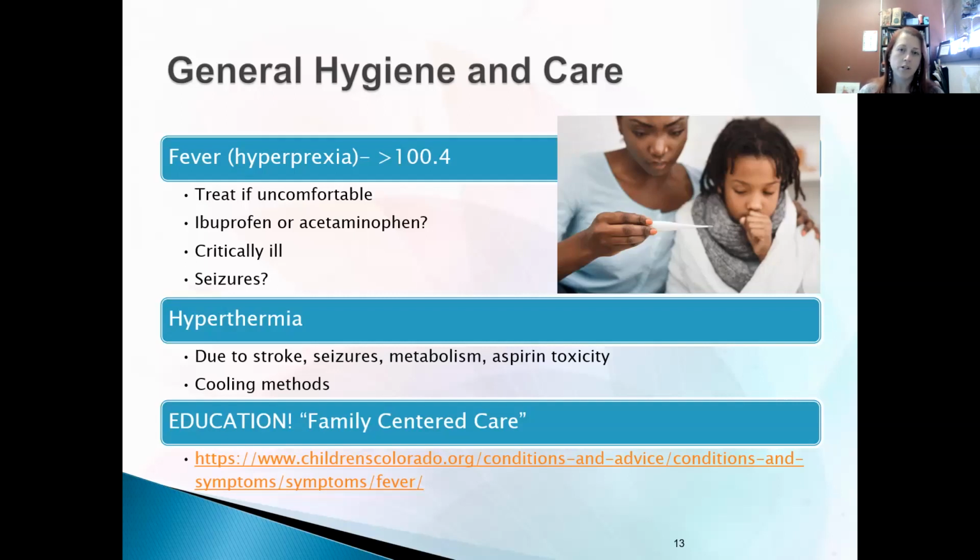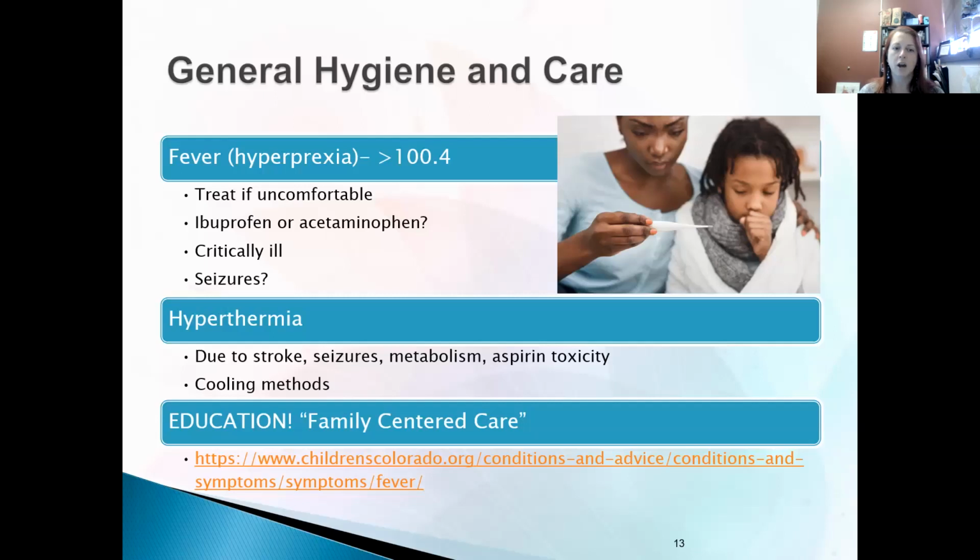Seizures is also a situation. Febrile seizures are something that children can get, usually under the age of 5. If they have febrile seizures and they get a fever, then we do want to treat the fever, because we don't want them to have a seizure. So that would also be an exception with a kid that gets fevers: treating if they have febrile seizures.